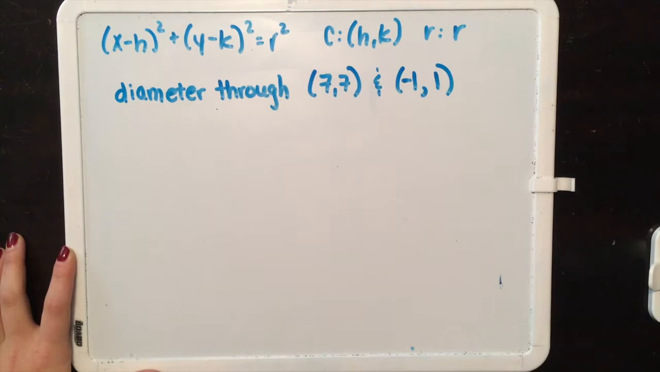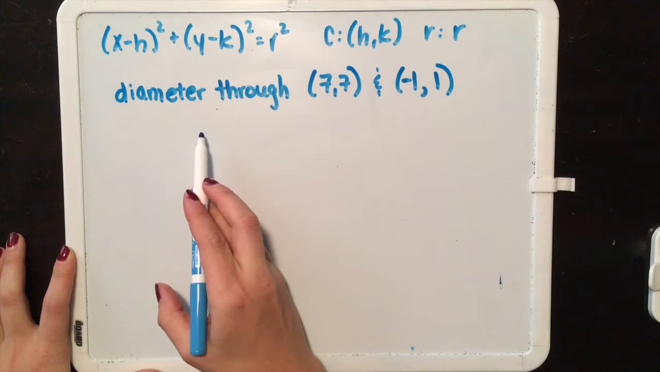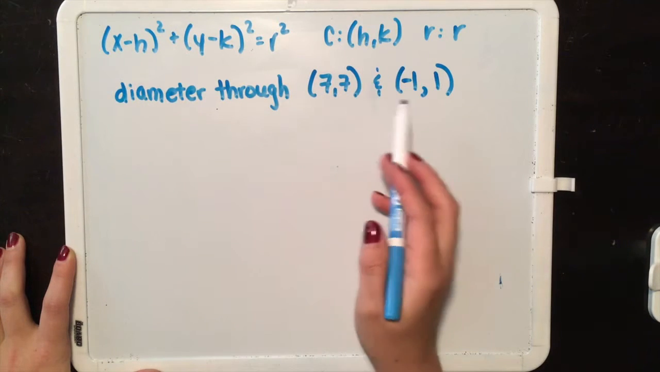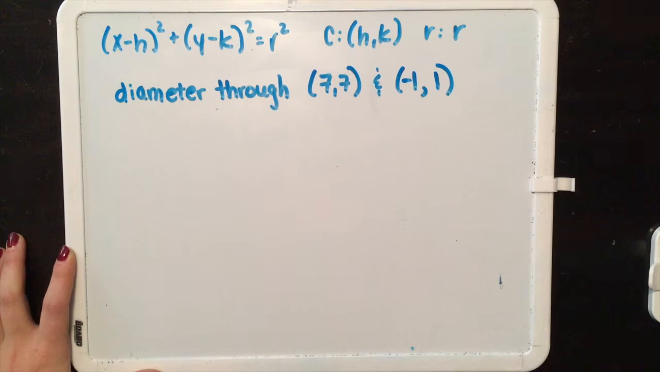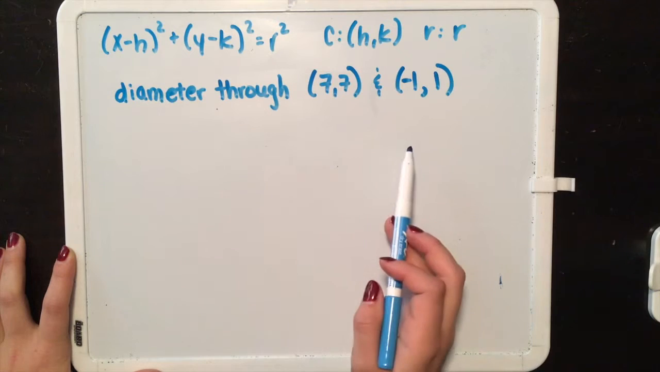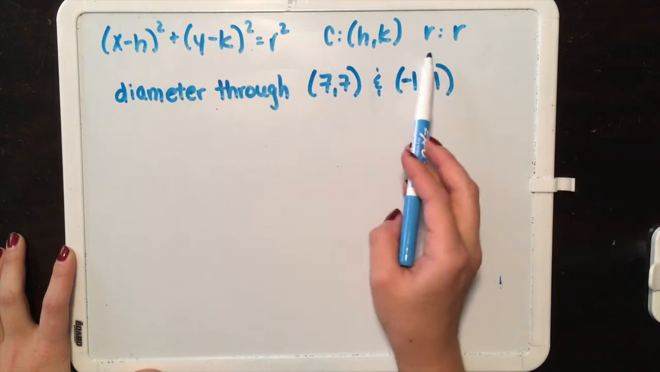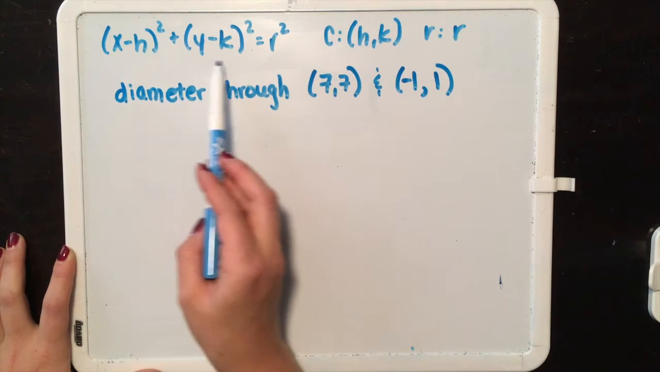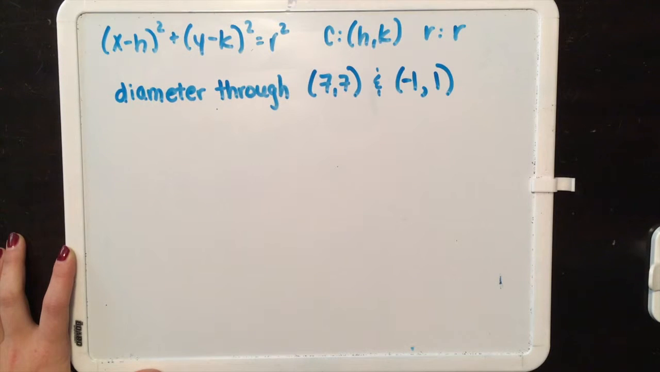In a question about circles, you may not be given the center or the radius, but you may be given a diameter that goes through 2 points in the circle. If you're asked to find an equation with just this information, we have to convert this information into a center and a radius in order to create our equation using the general form.